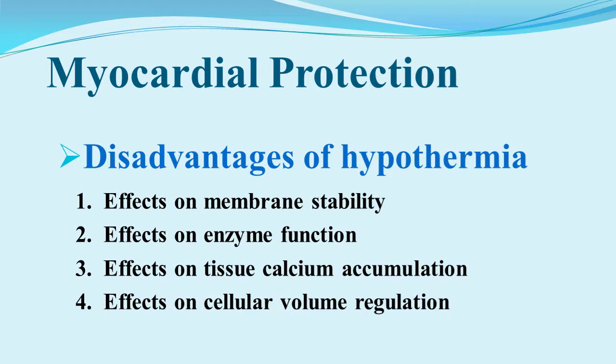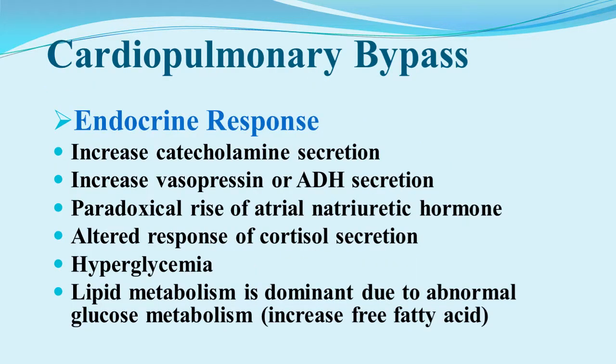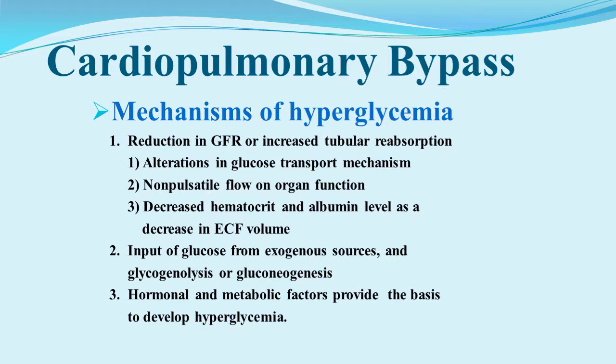Disadvantages of hypothermia: effects of membrane instability, effects on enzyme function, effect on tissue calcium accumulation, effect on cellular volume regulation. Endocrine response: increase in catecholamine secretion, increased vasopressin or ADH secretion, paradoxical rise in atrial natriuretic hormone, altered response of cortisol secretion, hypoglycemia. Lipid metabolism is dominant due to abnormal glucose metabolism, with increased free fatty acid secretion.